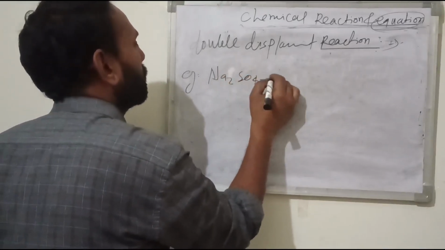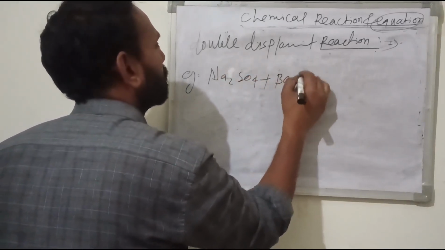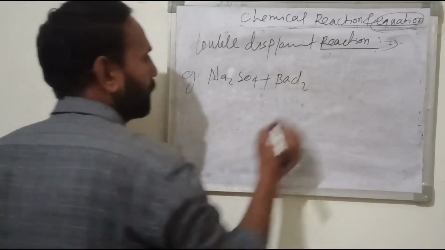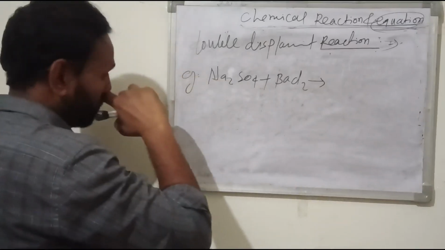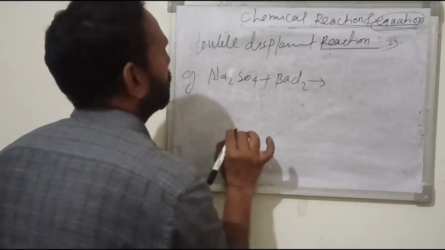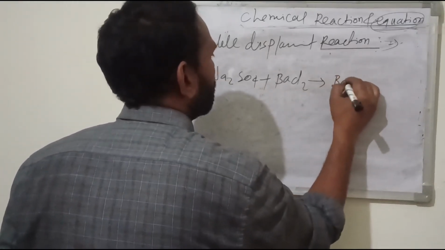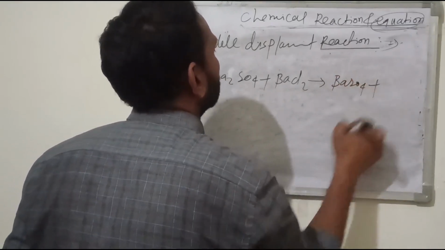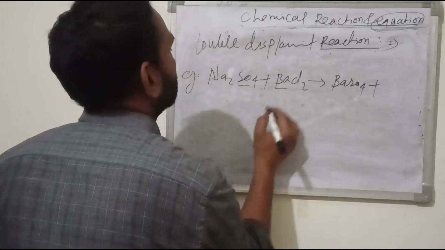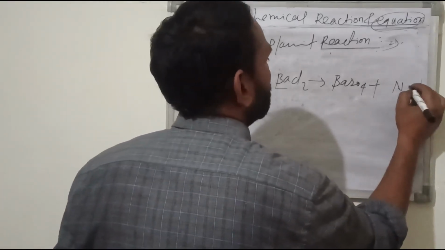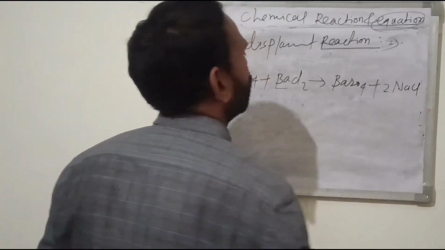Na2SO4 sodium sulfate plus BaCl2 barium chloride. Okay, reaction will be, what will happen here, barium sulfate plus NaCl.